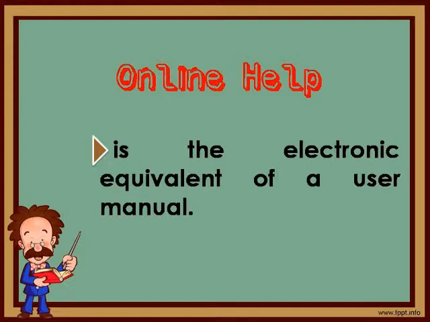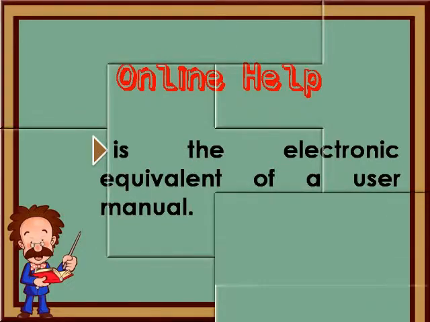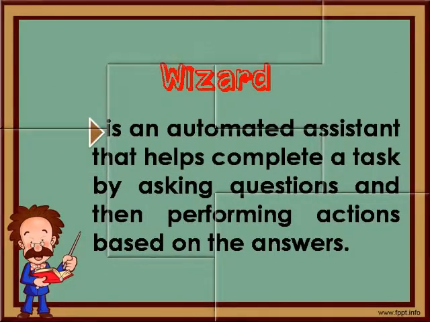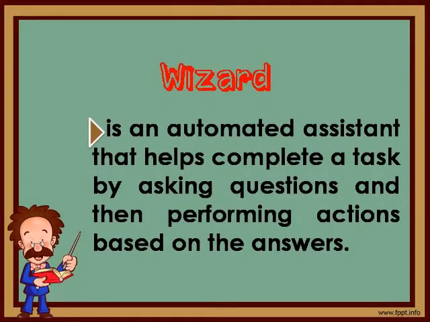Most online help also provides links to websites that have a FAQs page. FAQs are frequently asked questions. These supply answers to common queries. Many books are available to help you learn to use the features of a personal computer application package. Wizard. A wizard is an automated assistant that helps complete a task by asking questions and then performing actions based on the answers.